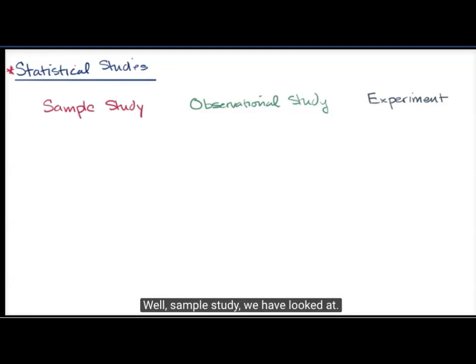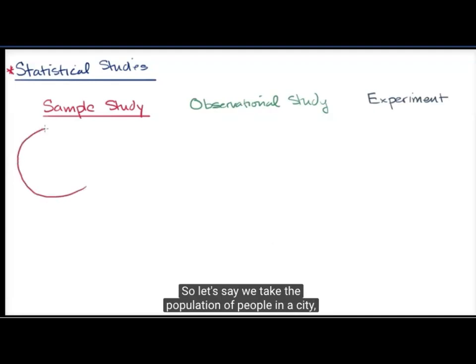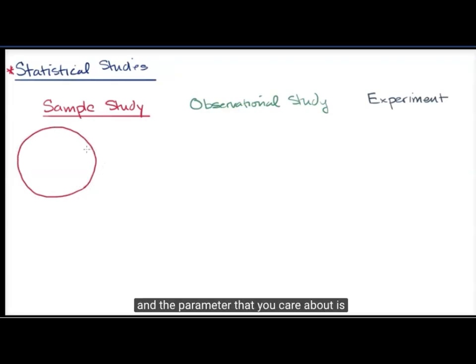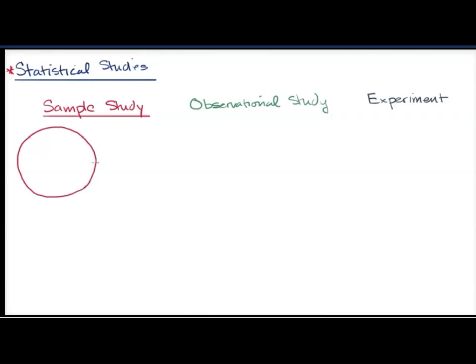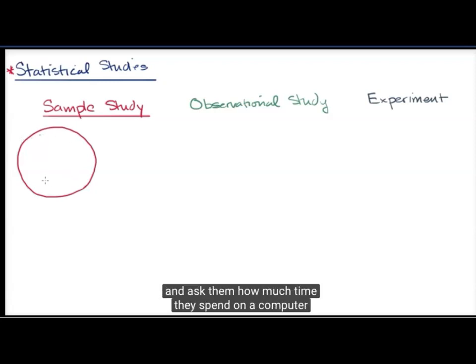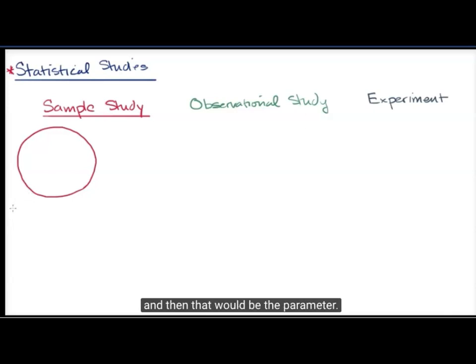Well, sample study we have looked at. This is really where you're trying to estimate the value of a parameter for a population. So what's an example of that? So let's say we take the population of people in a city. And so that could be hundreds of thousands of people. And the parameter that you care about is how much time, on average, do they spend on a computer. So the parameter would be for the entire population. If it was possible, you would go talk to maybe there's 1 million people in the city, you would talk to all 1 million of those people and ask them how much time they spend on a computer, and you would get the average, and then that would be the parameter.